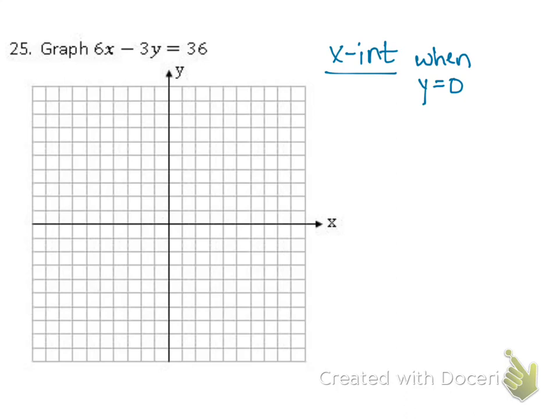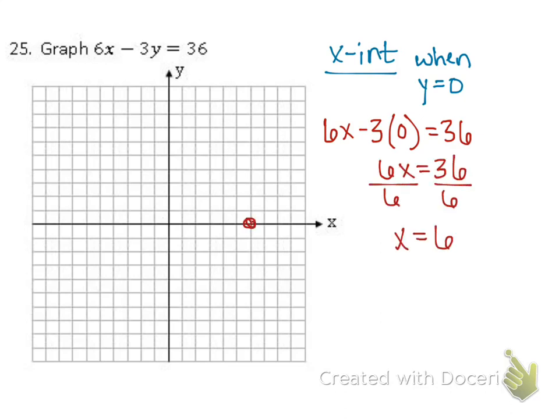So we'll take our rule and plug in 0 for y. Negative 3 times 0 is just 0, so that turns our equation into 6x is equal to 36. We would divide both sides by 6, and that gives us a result of x equals 6. So that's our x-intercept. We can graph that point on our grid.